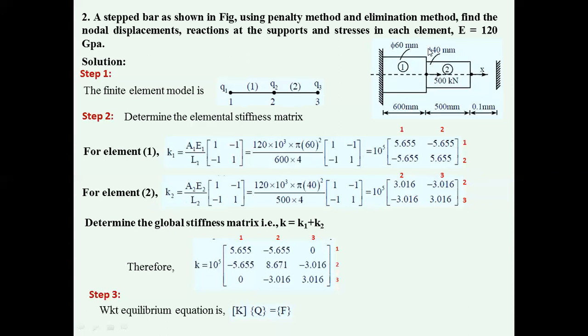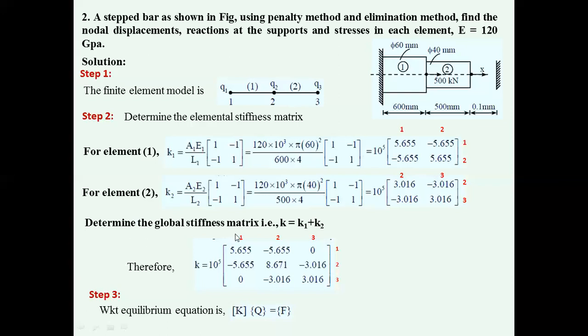So area 2, it is 40 mm, so pi d square by 4. So pi into 40 square by 4, into Young's modulus 120 into 10 to the power of 3, divided by the length of the element, it is 500. If we do this, we'll get 3.016 into 10 to the power of 5. I already removed 10 to the power of 5 in element 1, so you have to remove the same number and send the remaining term inside. So you'll get 3.016, minus 3.016, minus 3.016, 3.016. For element 2, the node numbers are 2, 3. You represent here 2, 3, 2, 3.